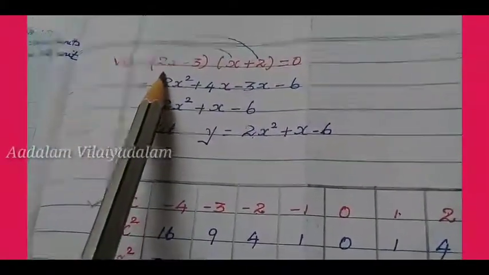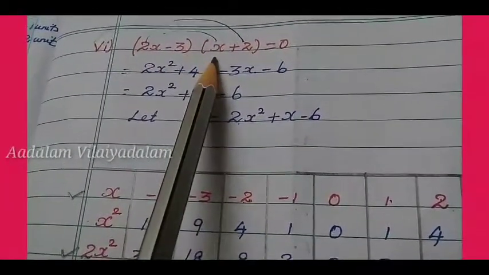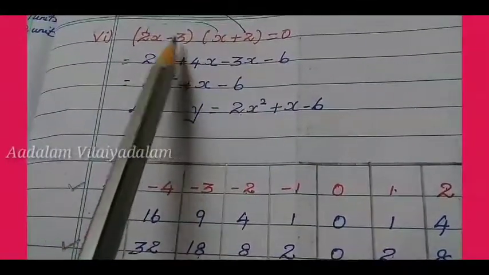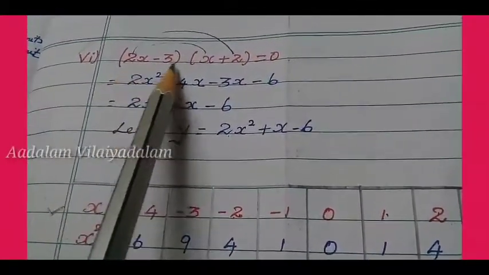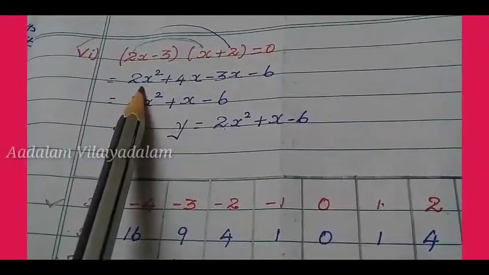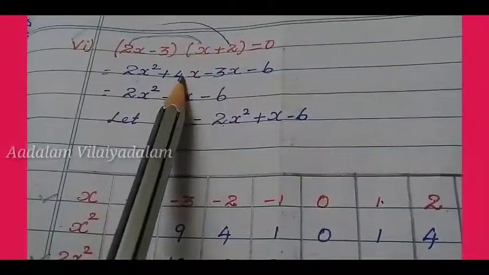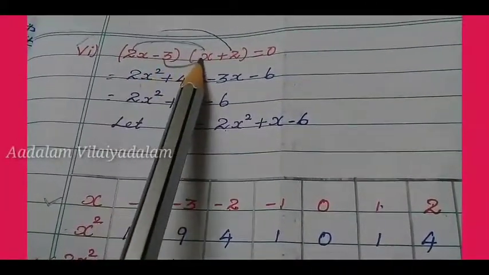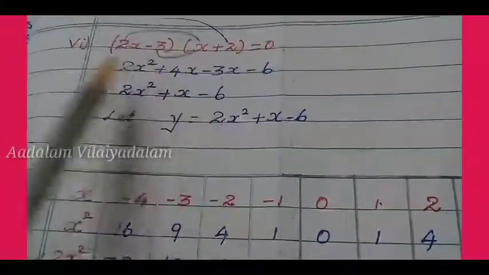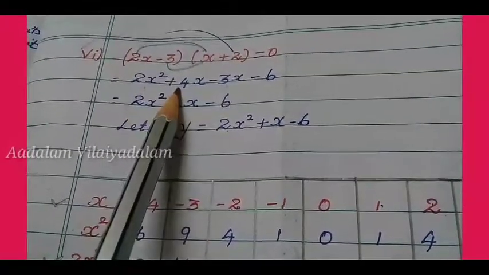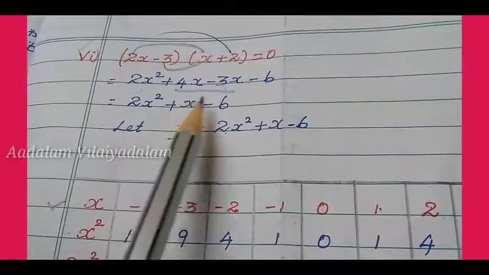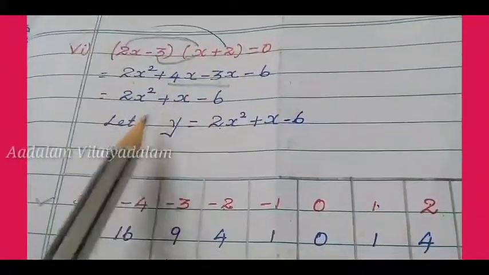Sixth question, 2x minus 3 into x plus 2 equal to 0. First, we have to form a quadratic equation. So, using binomial multiplication, first you multiply 2x into x, 2x square, 2x into 2, 4x. Next minus 3 into x, minus 3x, minus 3 into 2, minus 6. So 2x square, add the like terms, 4x minus 3x, the answer is x, minus 6. So this is the quadratic equation.